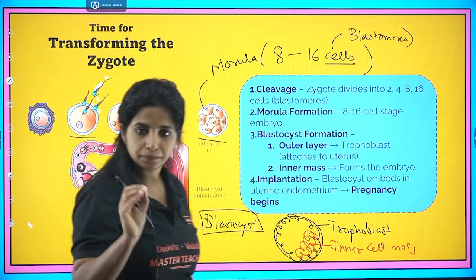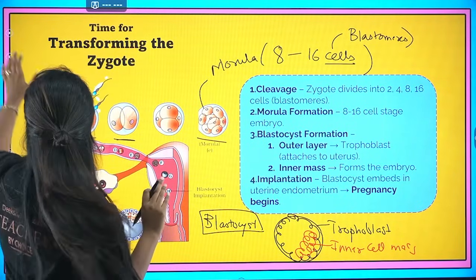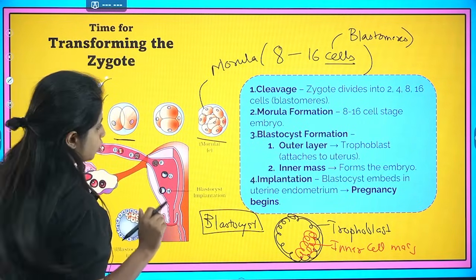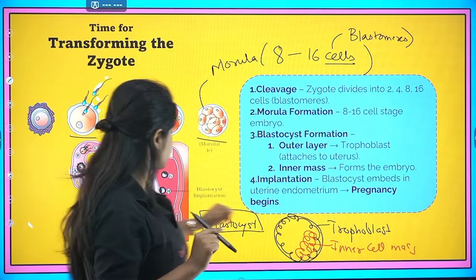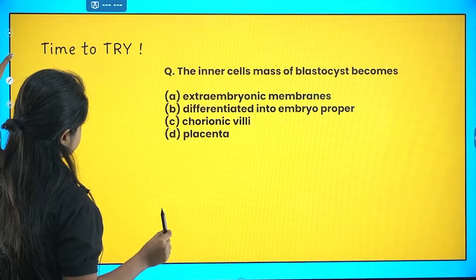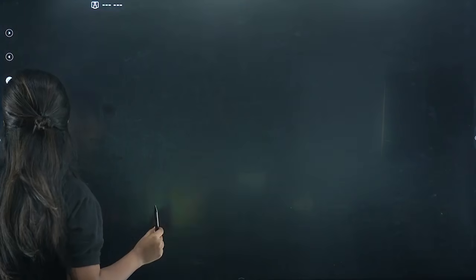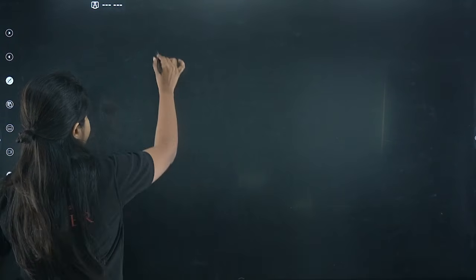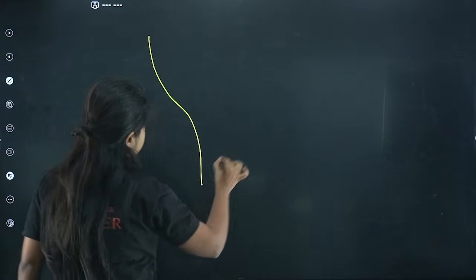Now listen to me carefully. Do we have a picture? No. So, over here, where is your uterus?